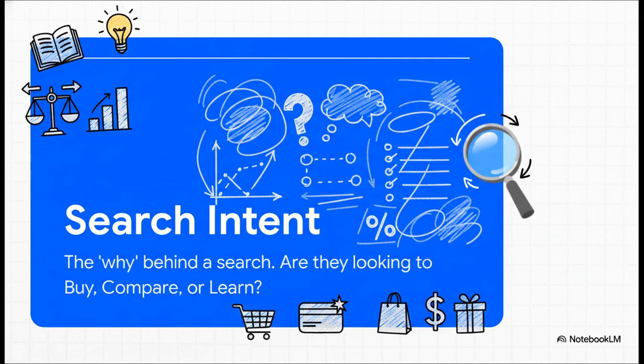We call this search intent. Think about it. Are they trying to learn something, compare a few options, or are they ready to buy right now? Your ad has to match their intent. If they want to learn, offer a guide. If they're ready to buy, give them a discount. You gotta speak their language.